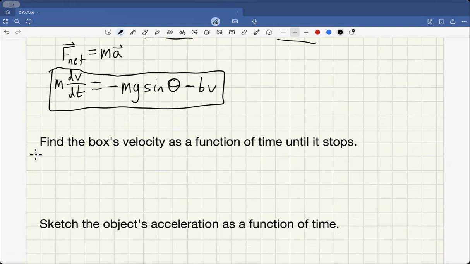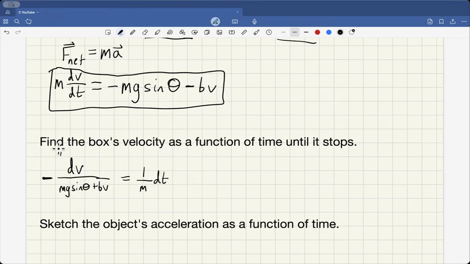We're going to have to exploit a process called separation of variables. How that works is you have to get everything that depends on velocity on one side of your equation and everything that depends on time on the other side. So in this case, if we rearrange that equation up above, we end up with a negative dv over mg sine theta plus bv, where I pulled out that negative sign, is equal to 1 over m dt.